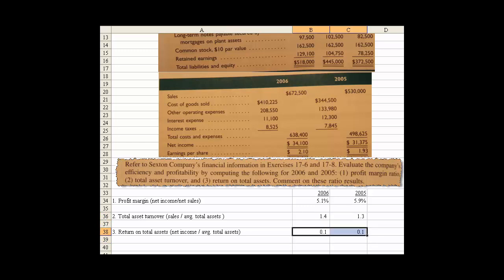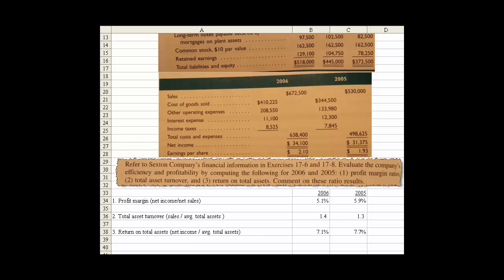Okay, now the only difference is we want this as a percentage rather than as an actual number. We'll take it to 1 decimal place, and that's our answer. And we see that in return on total assets, we've declined from 7.7% to 7.1. That takes care of the numbers.